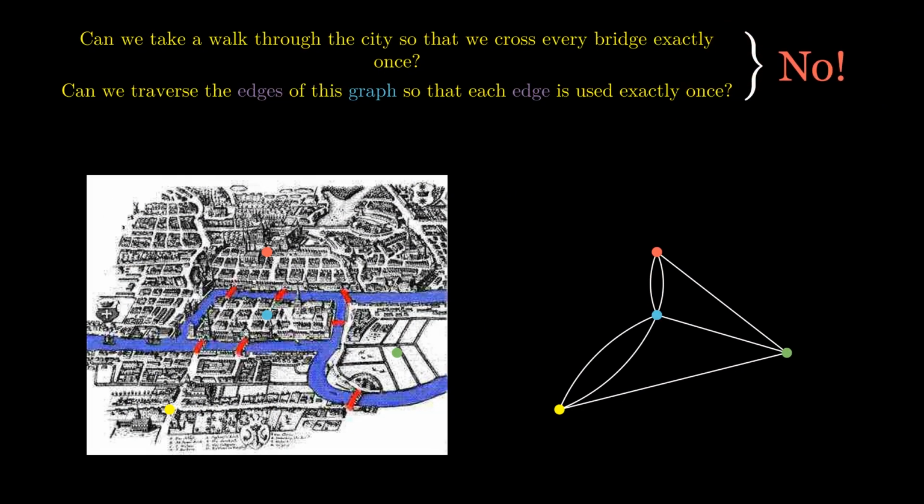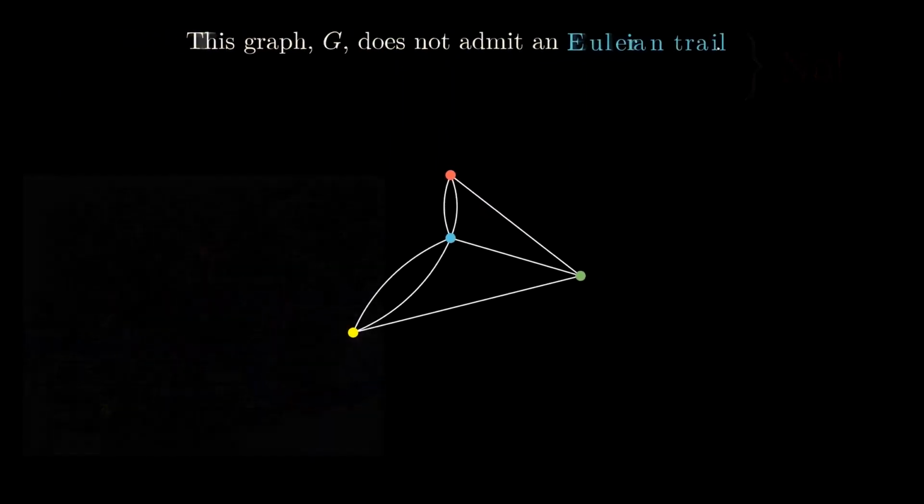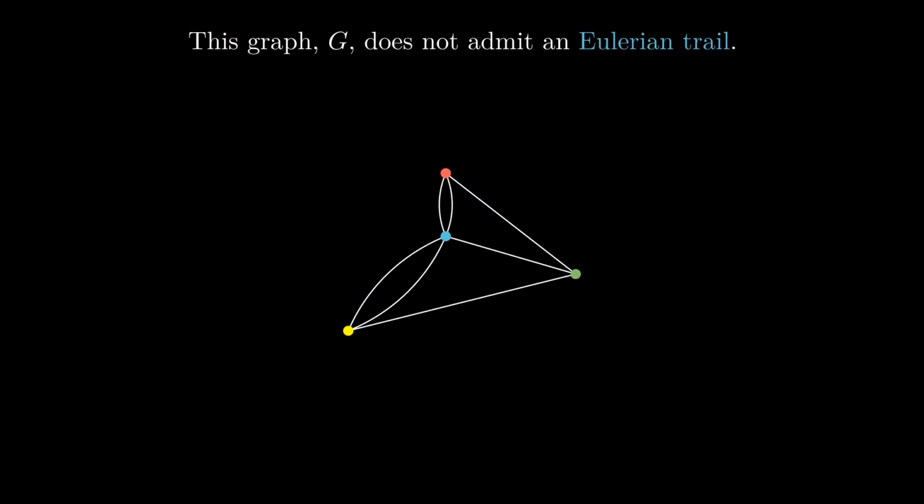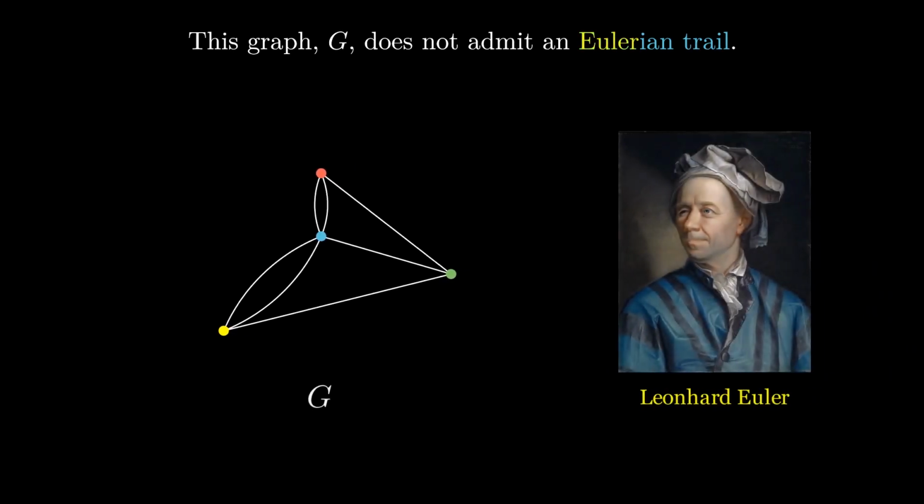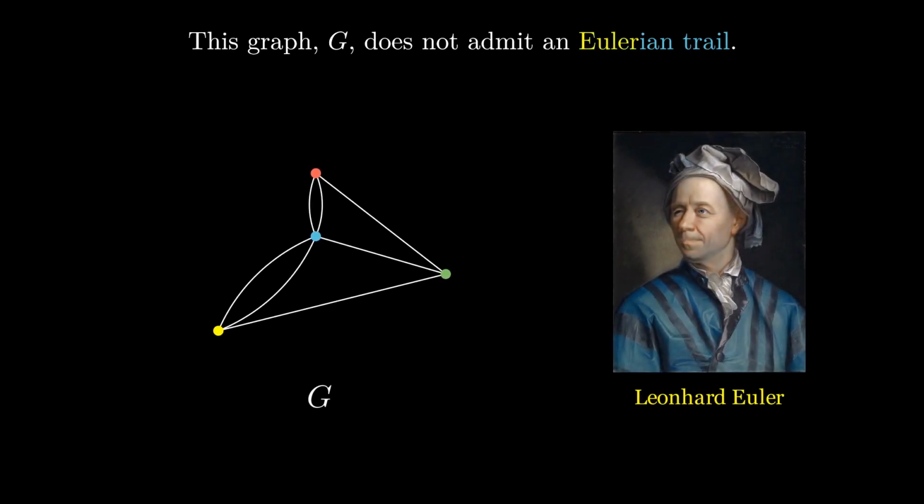And this time, the reason is that this graph does not admit an Eulerian trail, where trail means you don't reuse a bridge, and Eulerian means you use every bridge. By the way, that adjective comes from Leonhard Euler, who actually invented formal graph theory just to solve this problem. He also did a ton of other stuff that earns him my vote for the greatest mathematician of all time.